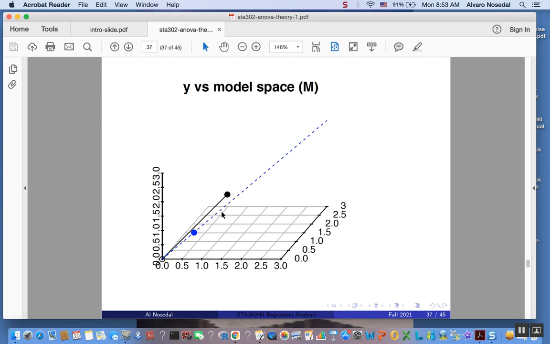Now, this guy here, the dashed blue line, is the model space. Again, note that this dashed line represents all the possible multiples of the vector 1, 1, 1.